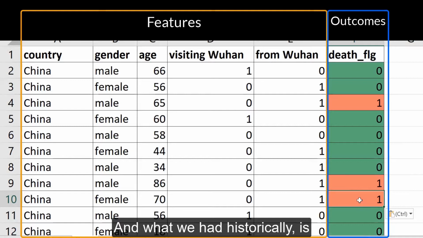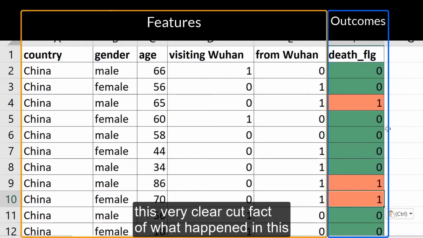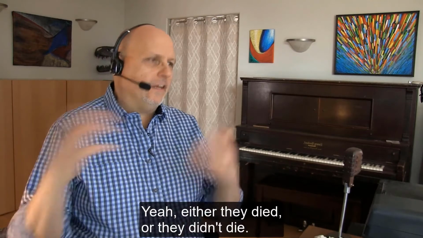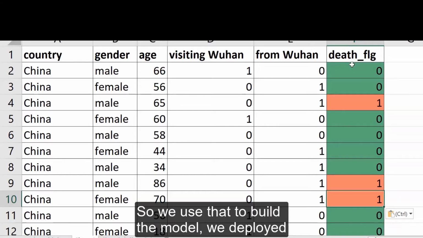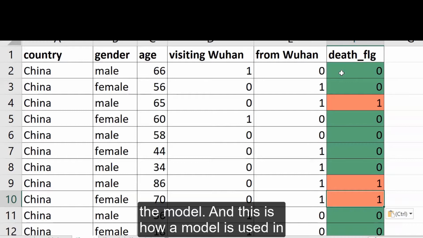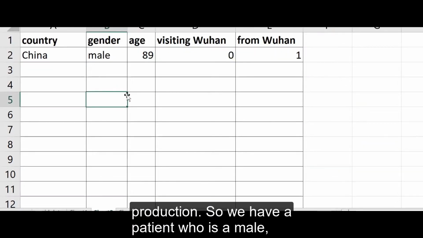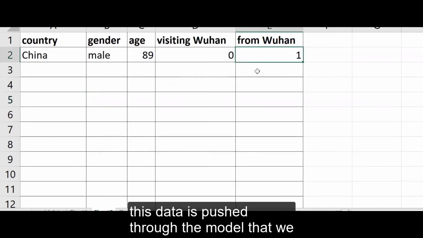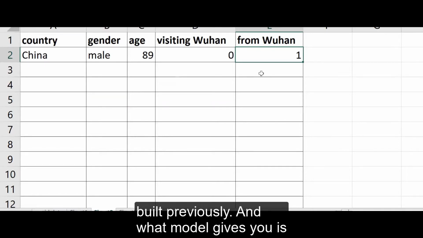Got it. And what we had historically is this very clear-cut fact of what happened. In this case, it was a binary outcome, right? Either they died or they didn't die. So exactly. Pretty straightforward. So we used that to build a model. We deployed the model, and this is how the model is used in production. So we have a patient who is a male from China, age 89, and he came from Wuhan. And this data is pushed through the model that we built previously. And what the model gives you is the future.